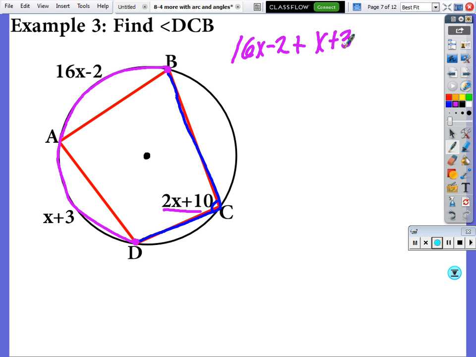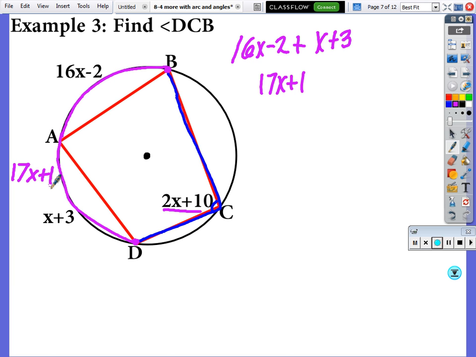So the entire arc is 17x, combining like terms here, 17x plus 1. So I'm just going to write that over here just to keep you looking in the right place. This entire arc we just found, we added up the 2 pieces we were given, and we know the entire arc is 17x plus 1.